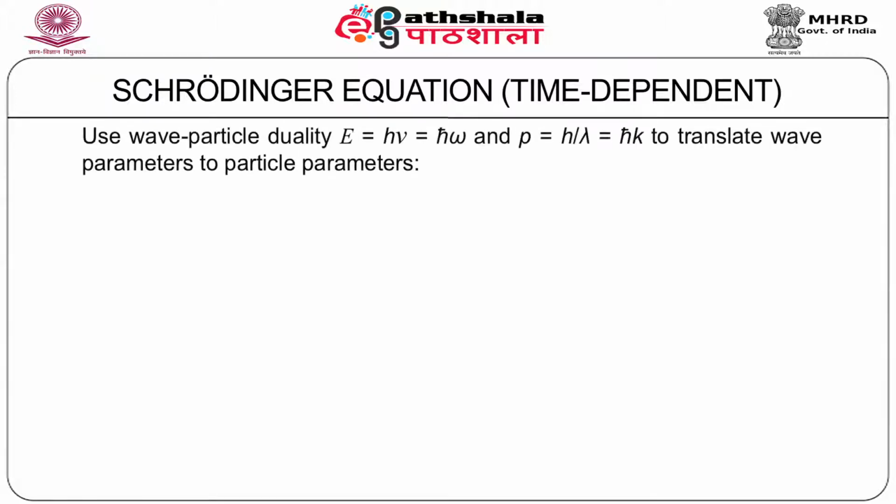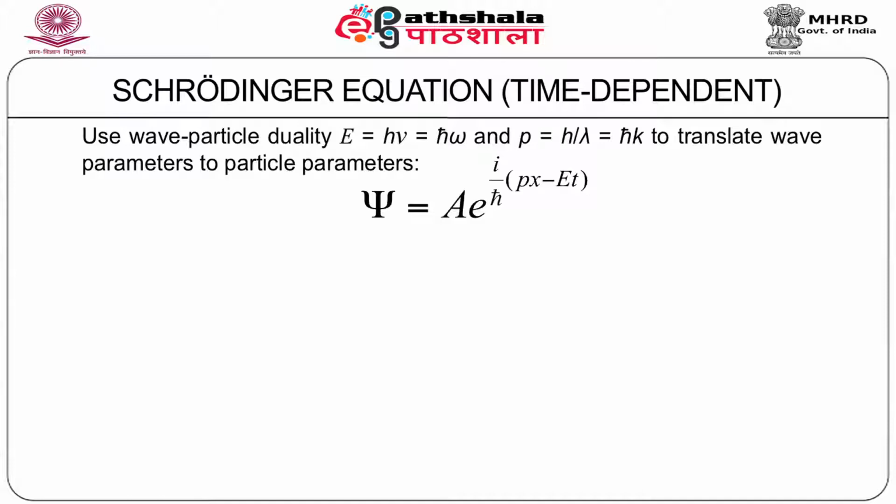So using wave particle duality, E equal to h nu equal to h cross omega, and p equal to h by lambda equal to h cross k, to translate the wave parameters into the particle parameters, we get psi equal to A e to the power i by h cross (px minus Et). So here we have replaced the wave parameters by the particle parameters, which are the momentum and the energy. So this is the first equation which you can see on the screen.